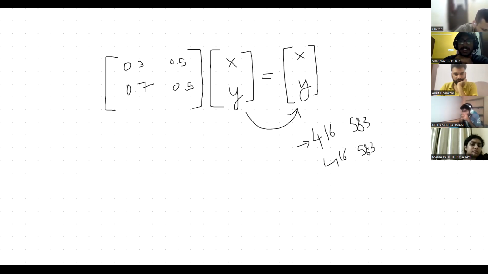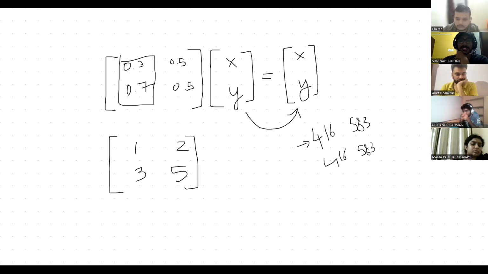The observation is that if the matrix is of this form, for now I'm making the statement. I will want to prove that it's not true for all cases, because if I take the matrix 1, 2, 3, 4, I cannot think of any x and y other than 0, 0 which is being mapped to x and y.